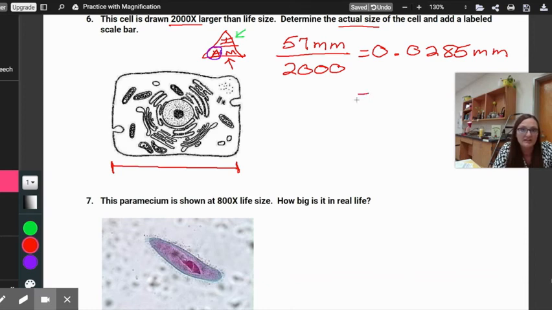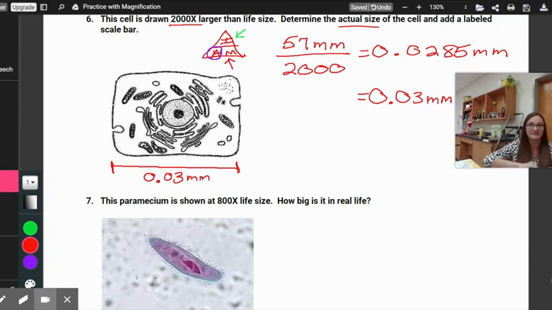And with significant figures, you only get to keep one significant figure. And so your answer is actually 0.03 millimeters. And that is the actual size. And so that's why you go back down to your scale bar and you write 0.03 millimeters. What that means is the actual size of that cell is 0.03 millimeters. And that lets you know how zoomed in it is.